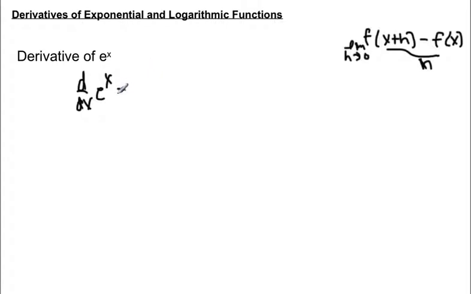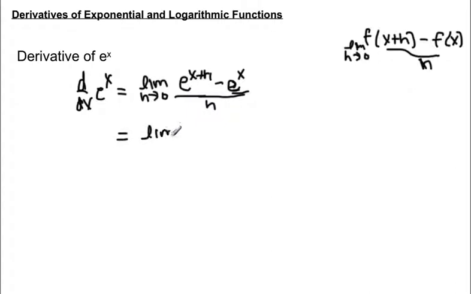So the derivative of e to the x is going to be the limit as h approaches 0 of e to the x plus h minus e to the x, all over h. All right, so now I'm going to clean this up a little bit. So this is going to be equal to the limit as h approaches 0.